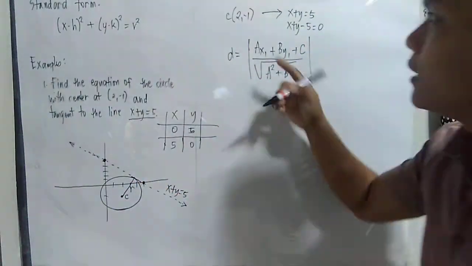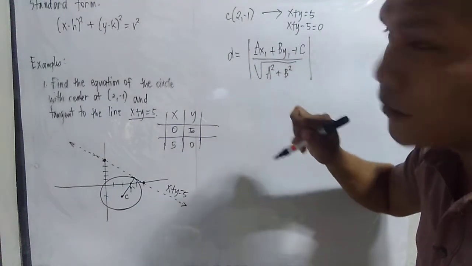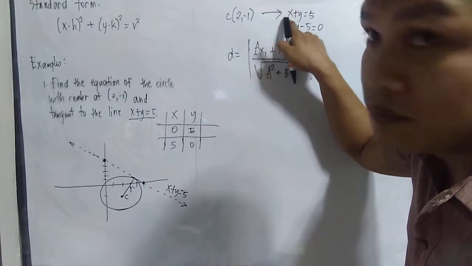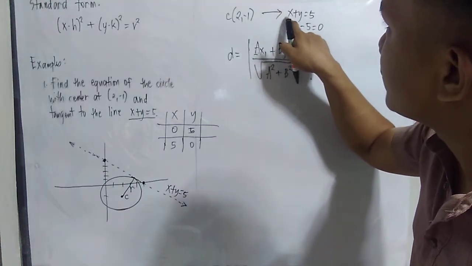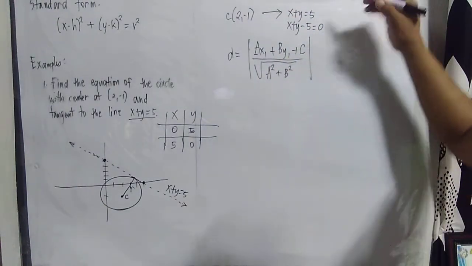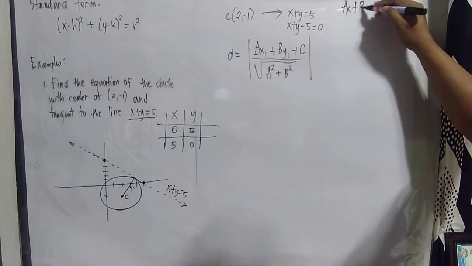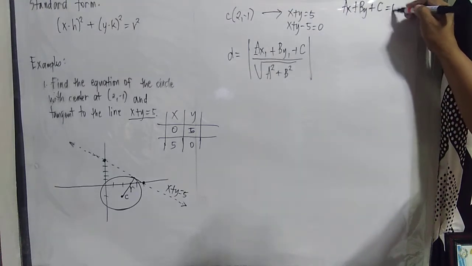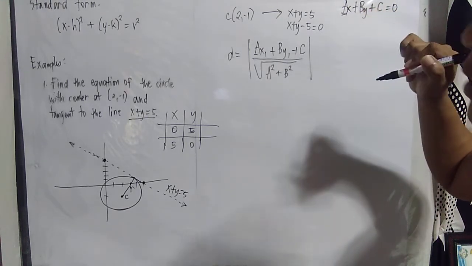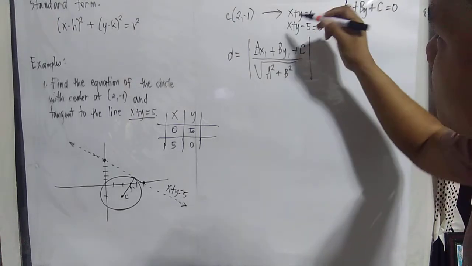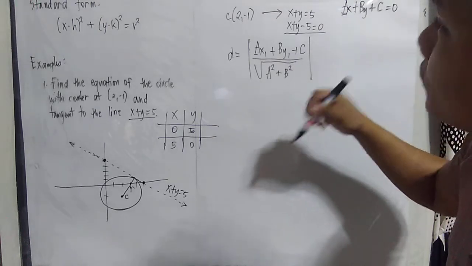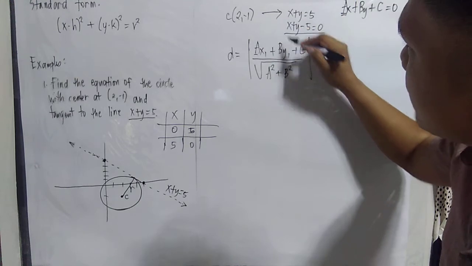From here, let us substitute what A stands for. A stands for the numerical coefficient of our linear term. Let us go back to our linear function, that is Ax plus By plus C equals 0, or Ax plus By equals C, in which A is our numerical coefficient. So from here, in our line x plus y minus 5 equals 0, we all know that the numerical coefficient of our x is 1.